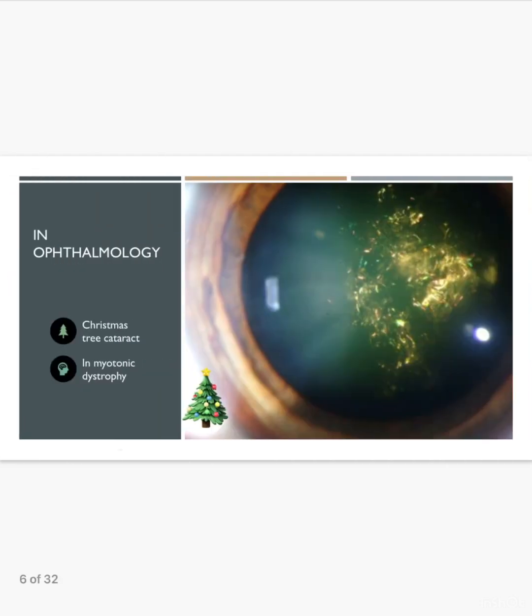Now coming on to the next one, in your ophthal. In ophthal you have the Christmas tree cataract. This Christmas tree cataract, which you look at here, is seen in myotonic dystrophy, a trinucleotide repeat disorder. Myotonic dystrophy is CTG. Like we have other cataracts, such as snowflake cataract in diabetes and oil drop cataract in galactosemia. These are other cataracts that you need to know.